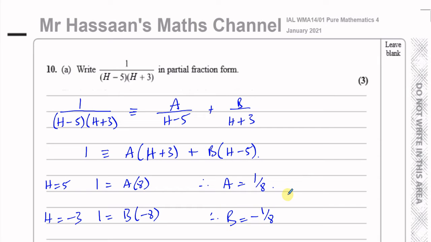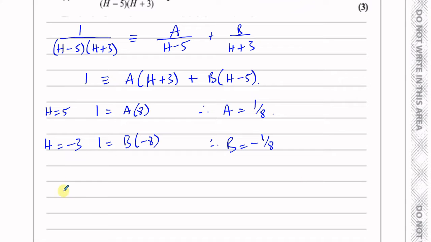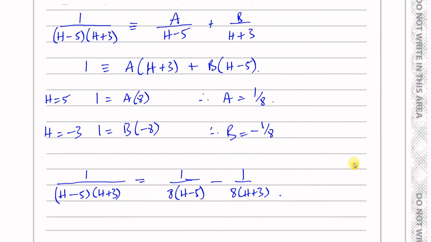So now we have found the values of a and b. We can now express this. We can say 1 over (h minus 5)(h plus 3) is equal to 1 over 8(h minus 5) minus 1 over 8(h plus 3). And there's the answer to question 10 part A.